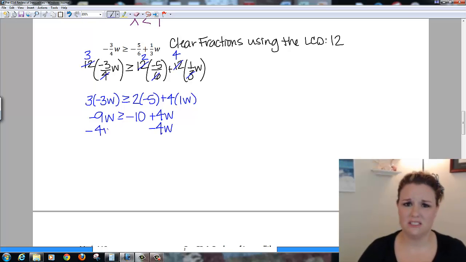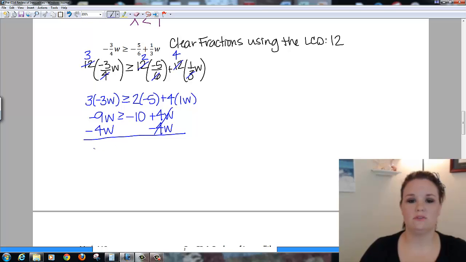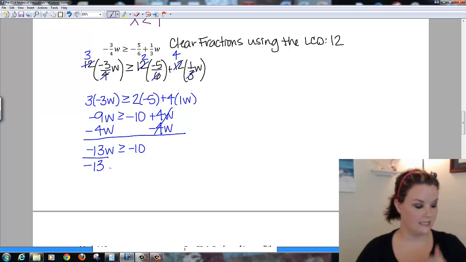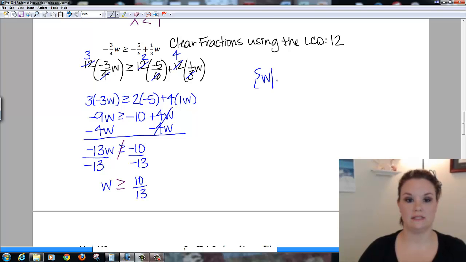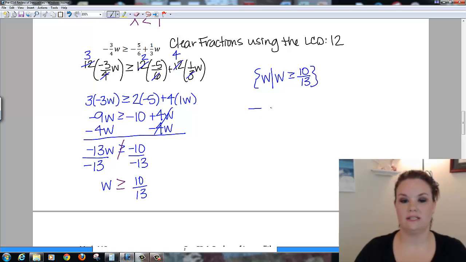And now this is something much easier to solve. So I'm going to move my 4w to the other side by subtracting, okay, which gives me -13w is greater than or equal to 10. And then I just divide off that -13. Now remember, when I divide by a negative, that's going to reverse my symbol. So now it's going to be greater than or equal to. So w is greater than or equal to +10/13, which means that my solution set would be the set of all w such that w is greater than or equal to 10/13.